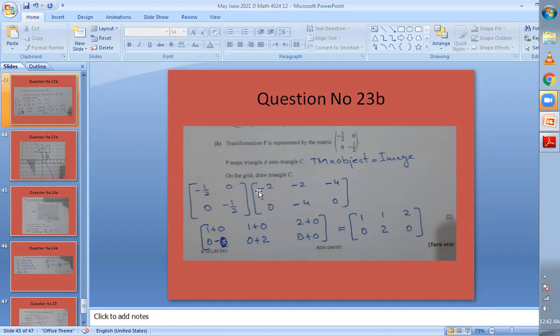So here, -1/2 multiplied by -2 will be 1, and 0 multiplied by 0 will be 0. -1/2 multiplied by -4 is 2, and 0 multiplied by 0 is 0. -1/2 multiplied by 4 will be 2, and 0 multiplied by 0 will be 0. In the same way, the second row: 0 multiplied by -2 is 0, and -1/2 multiplied by 0 is also 0. 0 multiplied by -4 is 0, and -1/2 multiplied by -4 is positive 2. So you will have (1, 0), (1, 2), (2, 0).